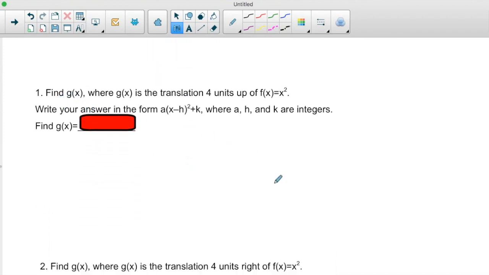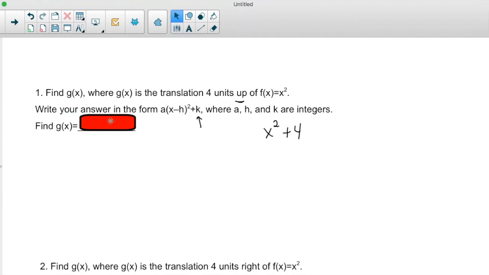Okay, number 1, g of x. Find g of x, where g of x is the transformation 4 units up. Now, because we're going up, that means k is the vertical shift. So right here, you would plug in a plus 4 because it went up, okay? Now, because there's no other change here, this would be representing the horizontal shift. Because it doesn't tell us anything about a horizontal shift, you would leave it as x squared. So your answer, when you're writing your g of x function, would be x squared plus 4.